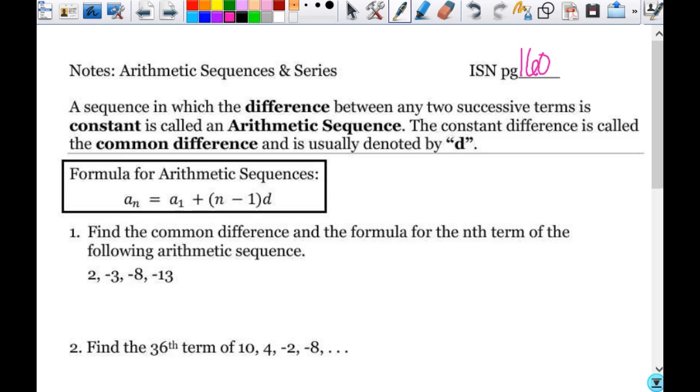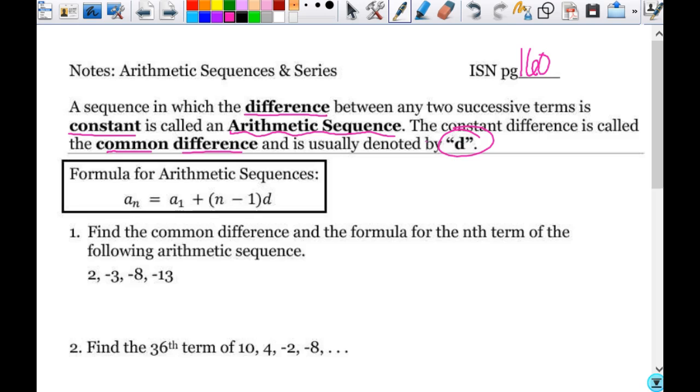So a sequence in which the difference, okay, that's important, got to know how to figure out what the pieces here. Difference between any two successive terms is constant. Okay, so we can always find some sort of difference, but it's going to be constant. That's what makes it an arithmetic sequence. And the common difference is going to be important to us, and we denote it by D.